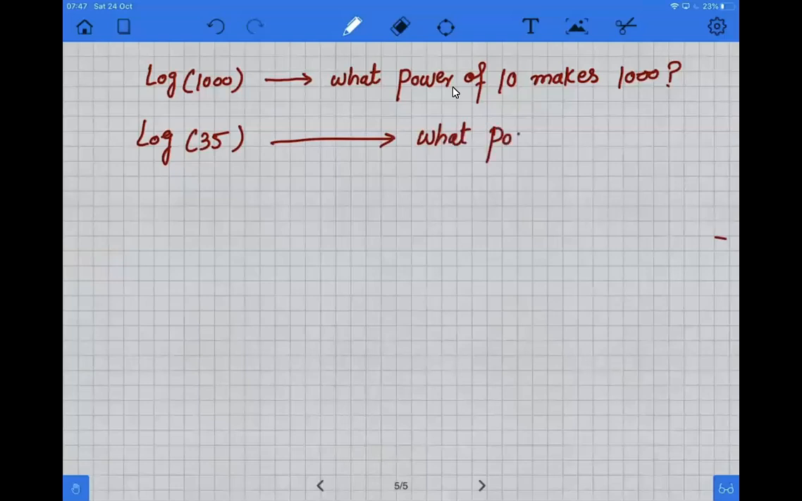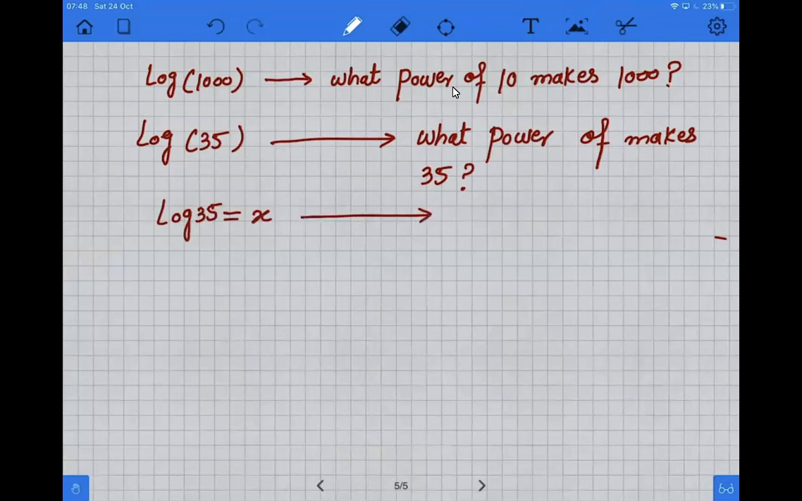What power of 10 makes 35? However, if we write log in the simplified form, if you say log of 35 will return an answer x, then obviously it means that 10 power x will give an answer of 35. So this is the main concept.